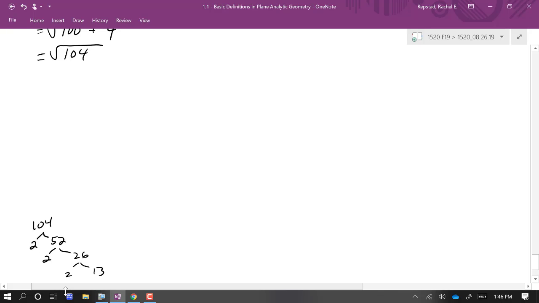How do I use this factorization? You take out pairs of 2s, right? Yes, with a square root, a pair of the same factor comes out as a single factor outside. So I can take out this pair of 2s, and what's left inside is 2 times 13, or 26. So this is 2 root 26. So there's that distance.